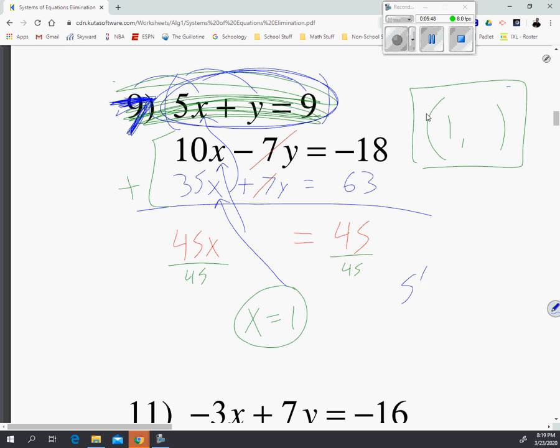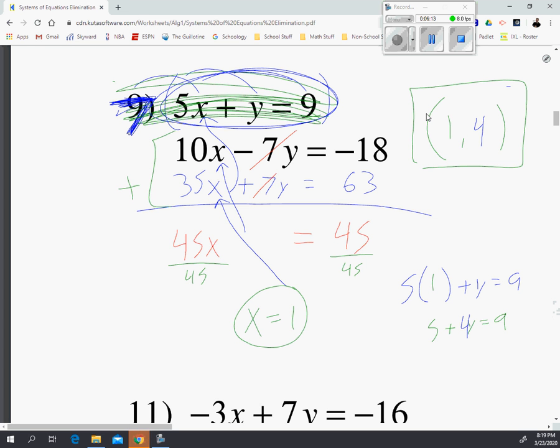So it's 5x plus y equals 9. When I plug in x equals 1, I'm going to get 5 plus y is equal to 9. Is there anyone smart out there that knows 5 plus what equals 9? What is that number? Summer, nice job. It's 4, because 5 plus 4 is 9, right? If I subtract, I could get there. But anyways, there's my final answer.